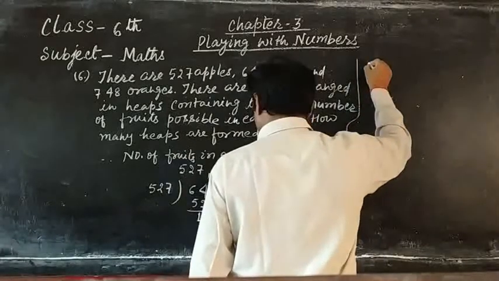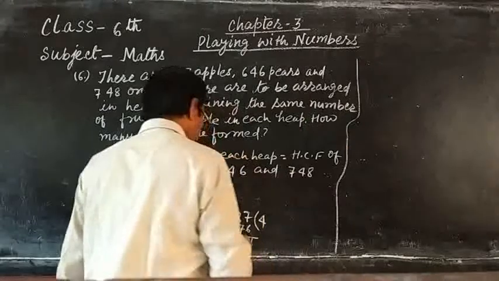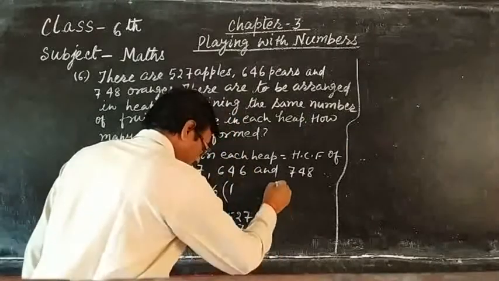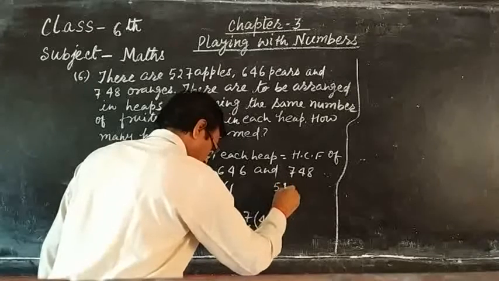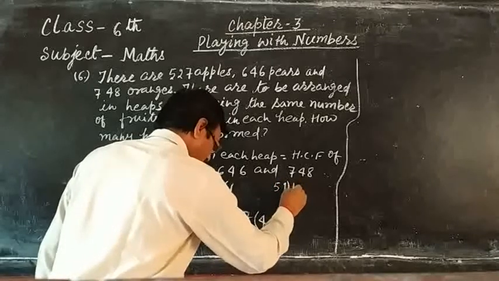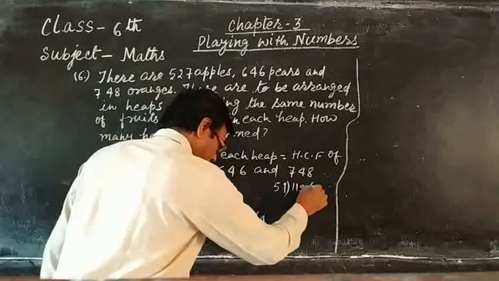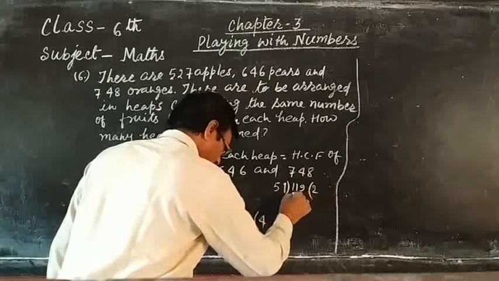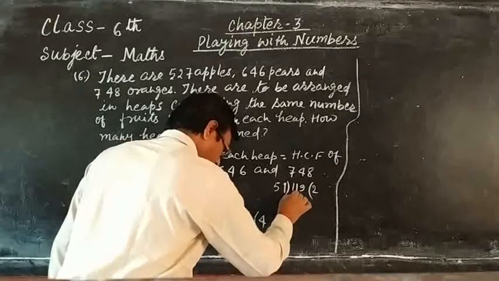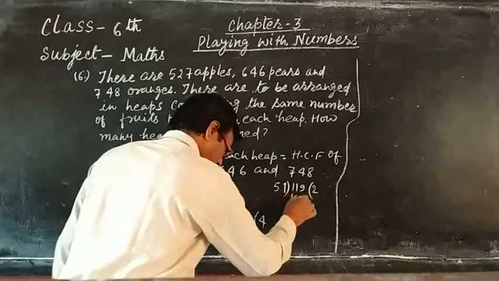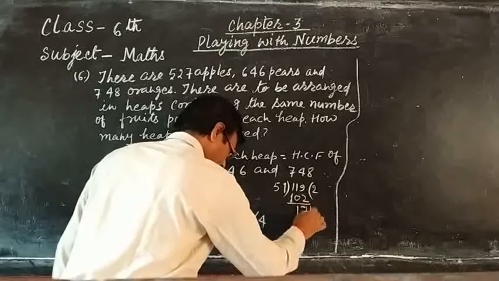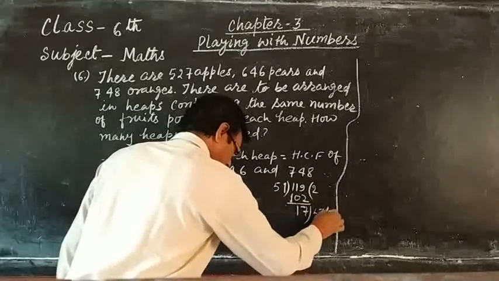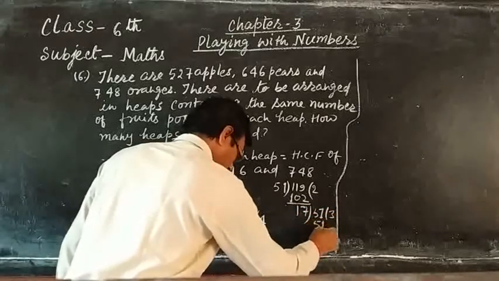51 divides 119, so in 2 times it will be 102, remainder 17. 17 3 are 51.